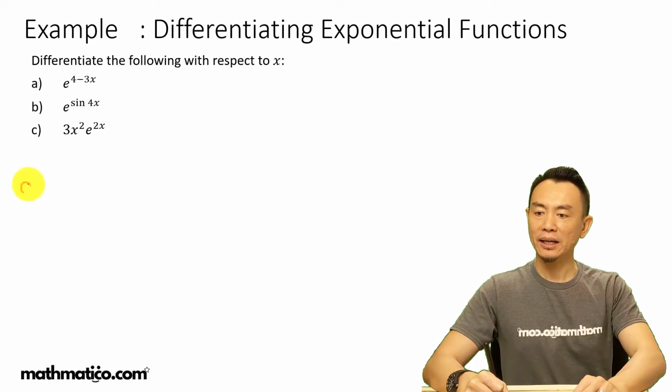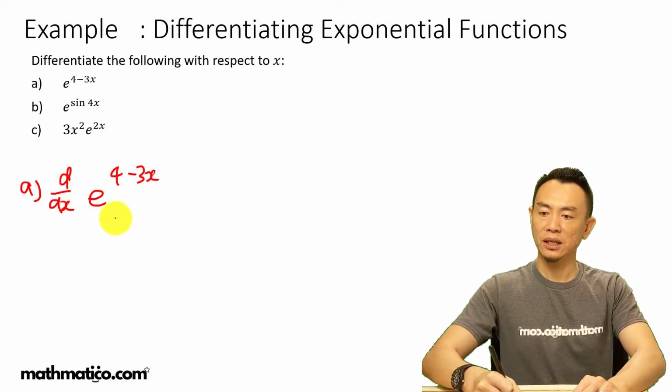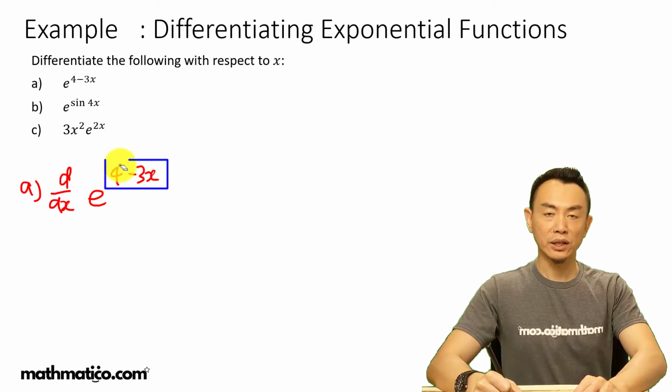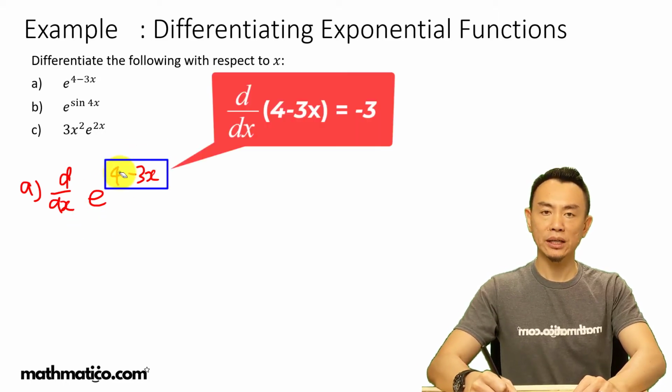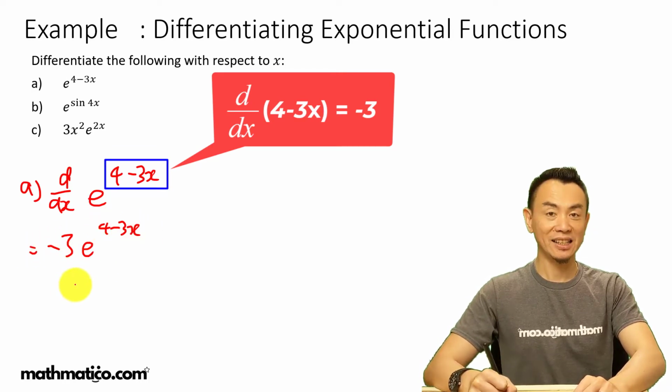For part A, we differentiate e to the power of 4 minus 3x. We focus on the power here. 4 minus 3x, if you differentiate, you get negative 3. And you multiply that by the original, and that's it.